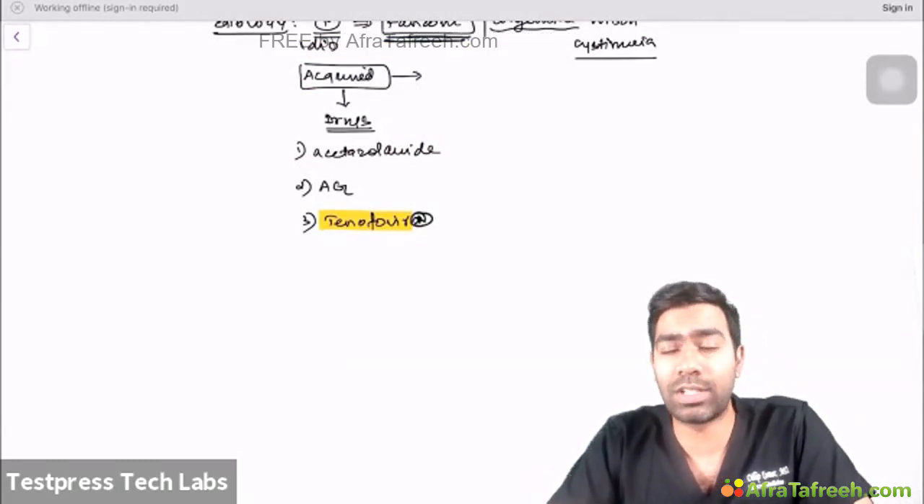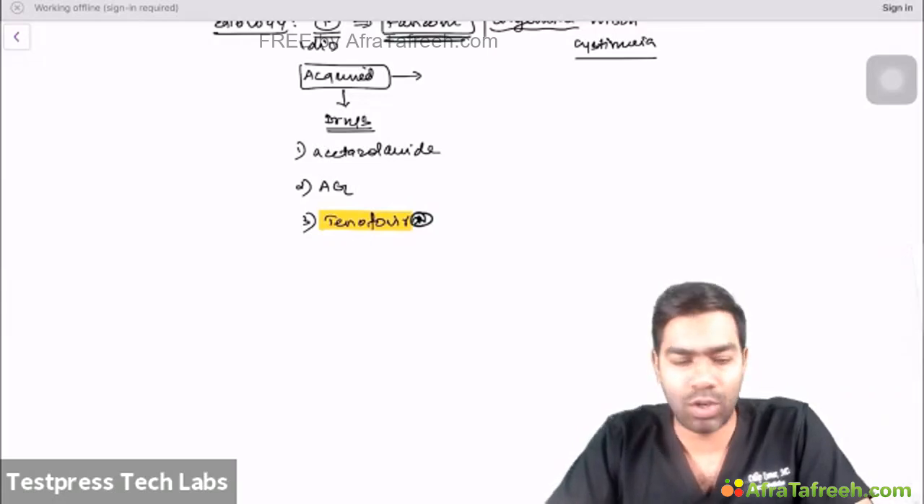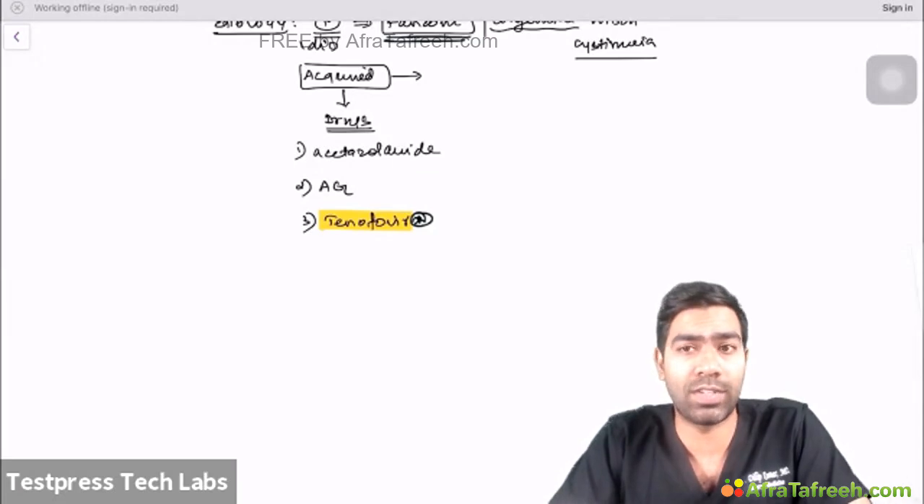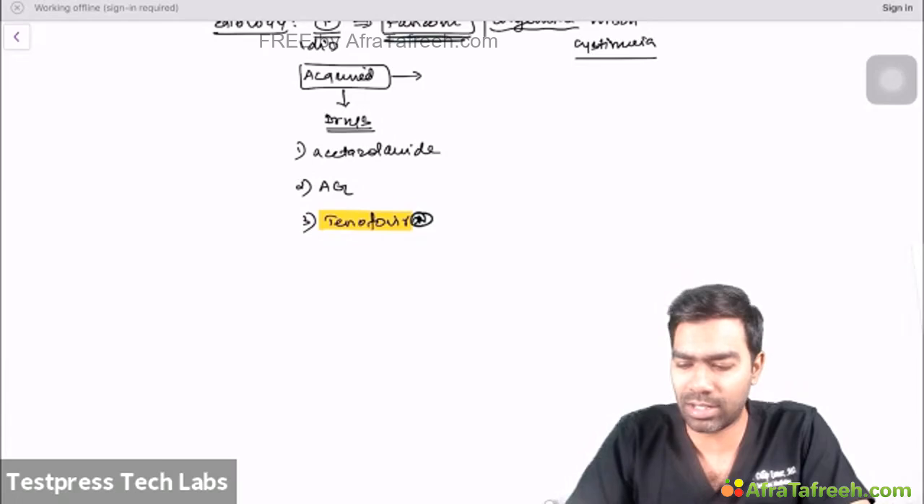Tenofovir is an excellent drug in the setting of your HIV, in the setting of HBV. In fact, if somebody asks you what is the only drug to which hepatitis B virus has not shown any resistance till date, the answer is tenofovir.